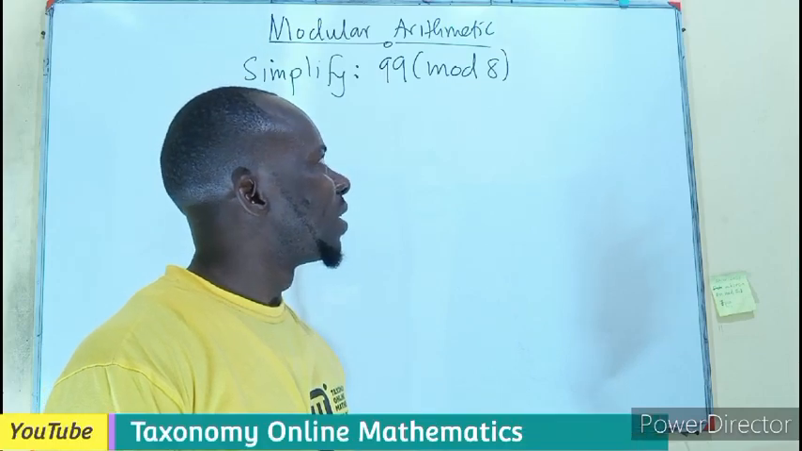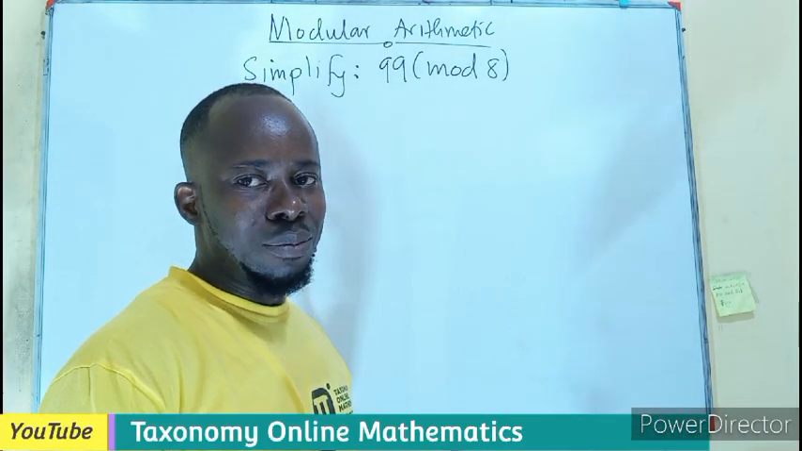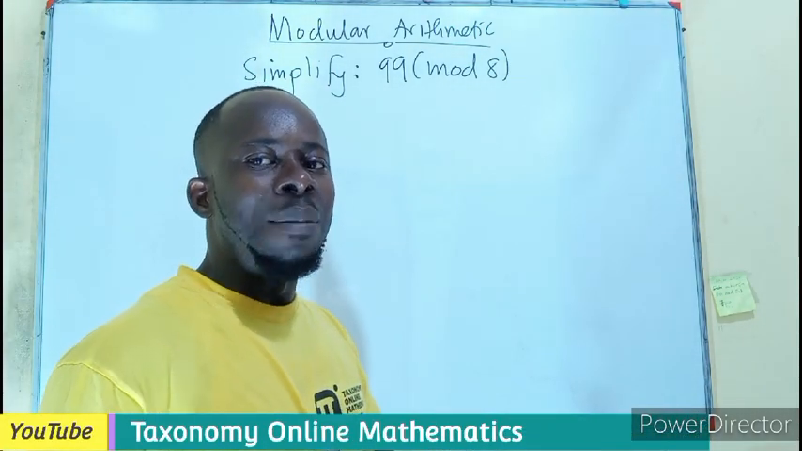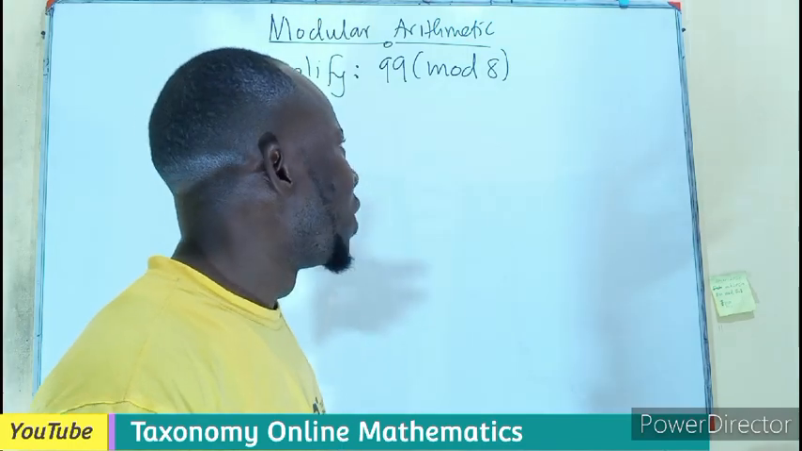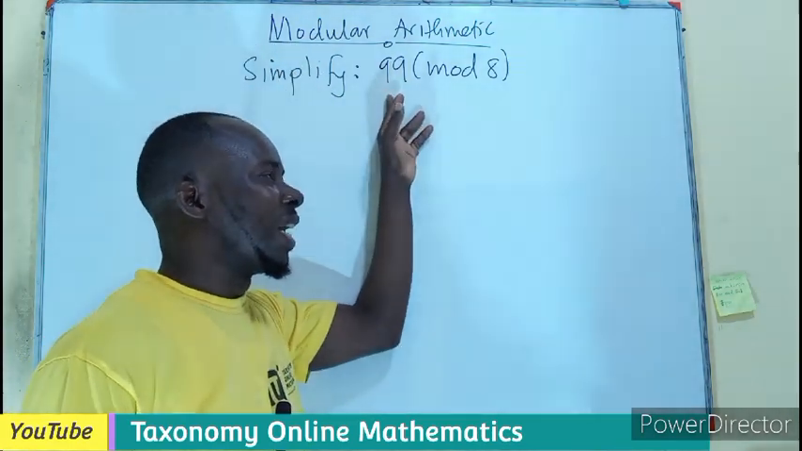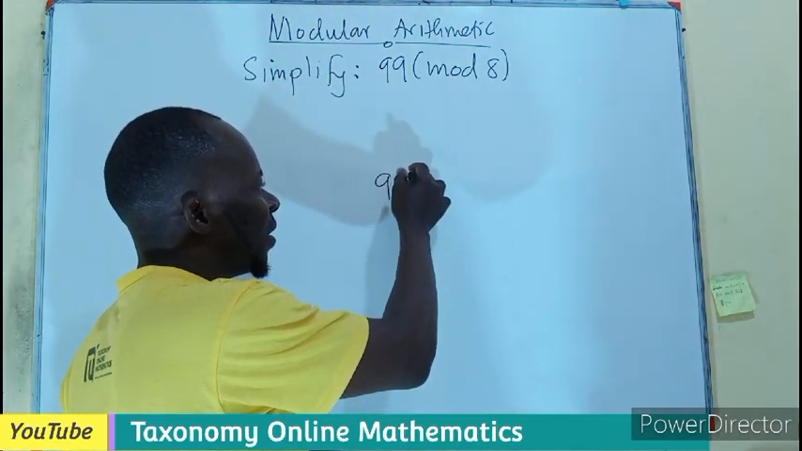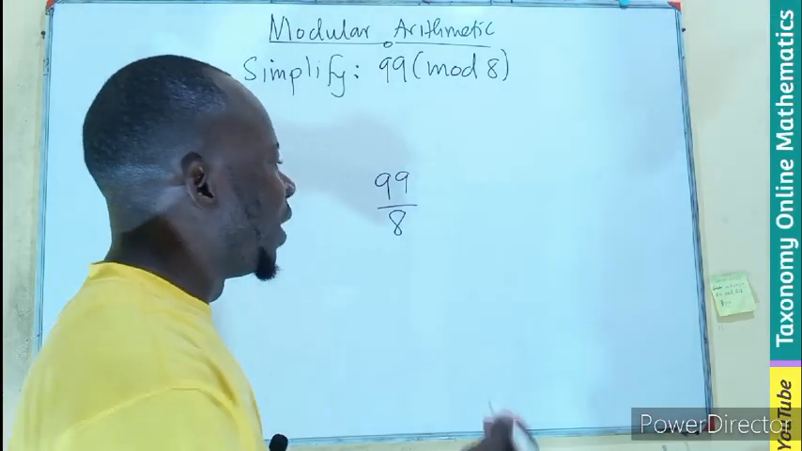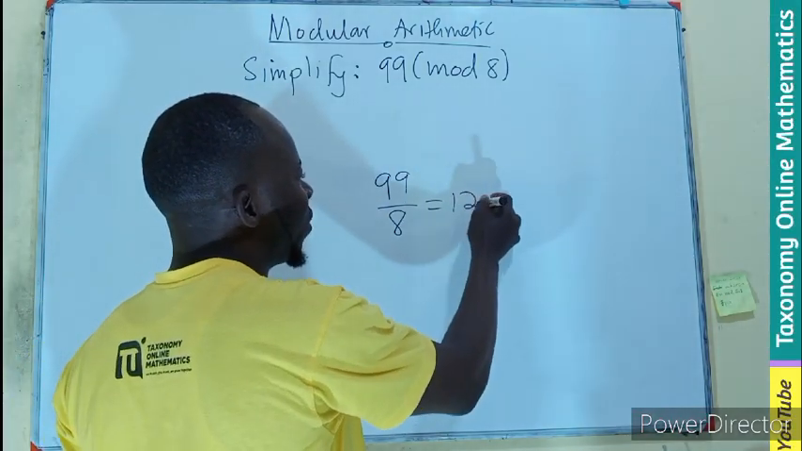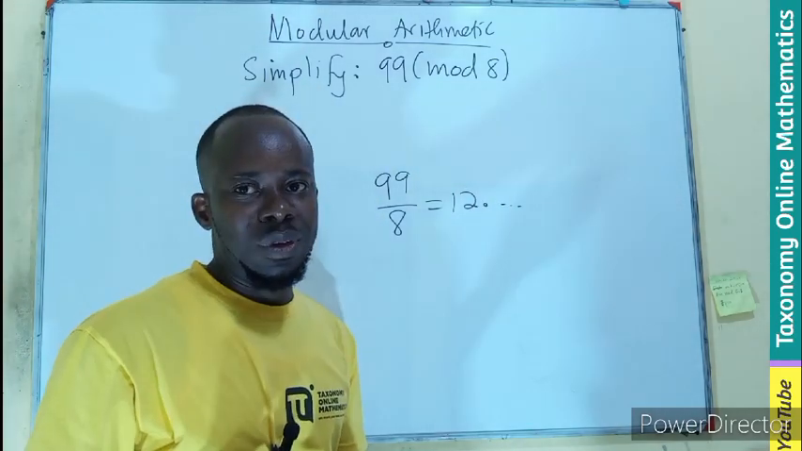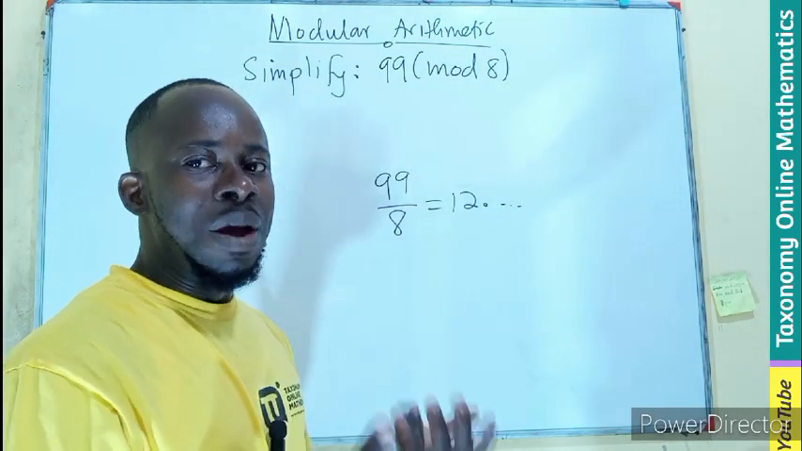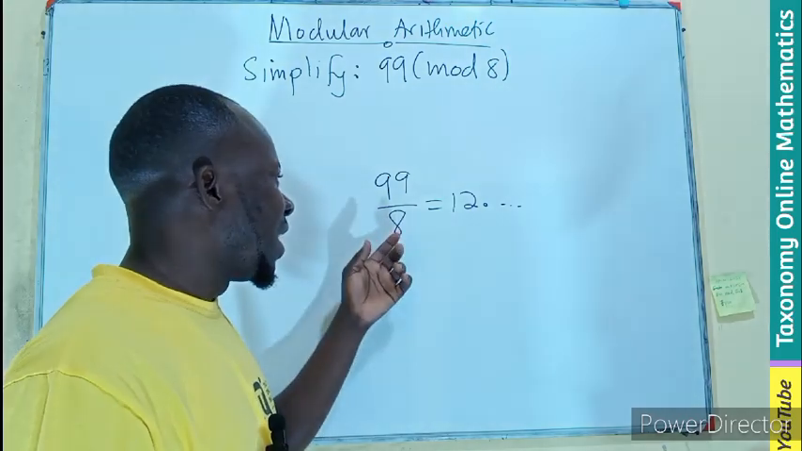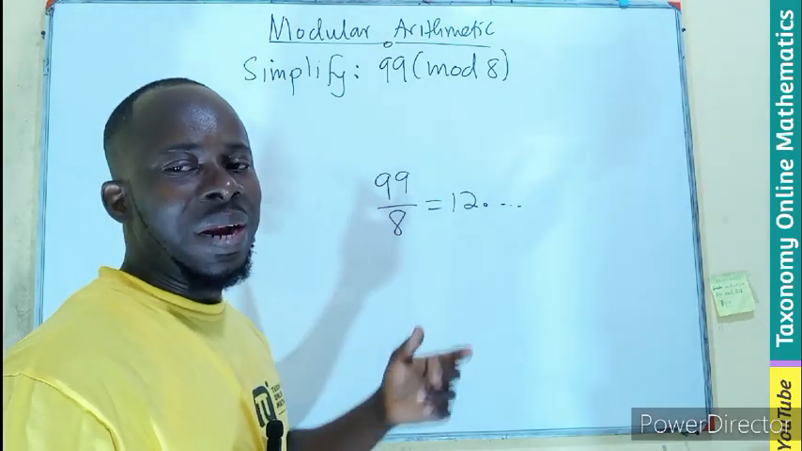We want to find what the answer will be. Remember, in modulus, we are only concerned about the remainder. So what you do is just press 99, then divide it by 8 on your calculator. I believe you'll be getting something like 12 point certain values. Here, that 12 is the whole number. That's the number of times that 8 can divide our 99.